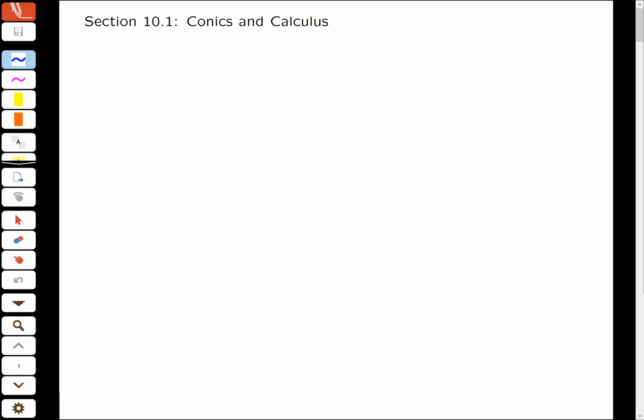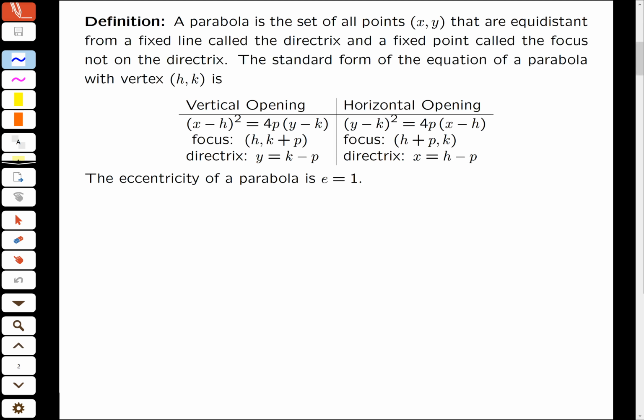They're called conic sections because you can get them from different ways of slicing a cone, hence the term conic. The parabola is going to be the first equation that we're talking about. The definition for the parabola is the set of all points x, y that are equidistant from a fixed line called the directrix and a fixed point called the focus, not on the directrix.